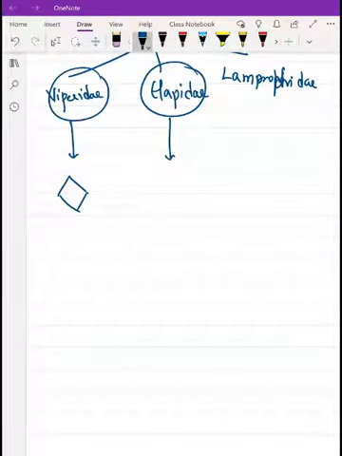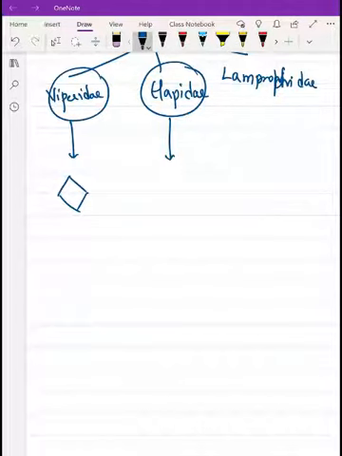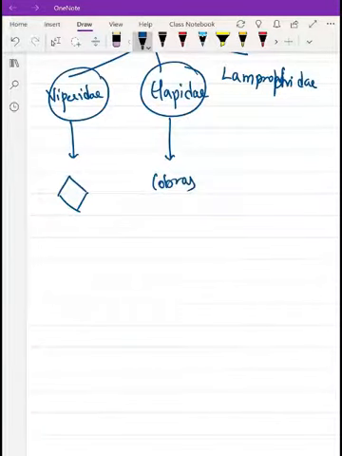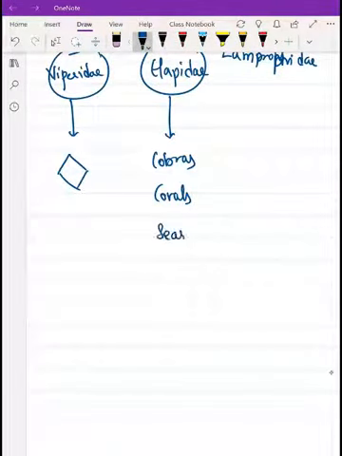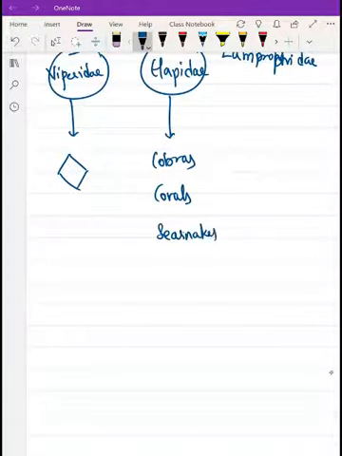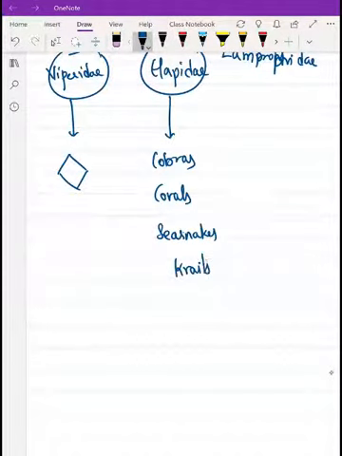Elapidae. The snakes which come under this category are cobras, corals, sea snakes, and kraits.